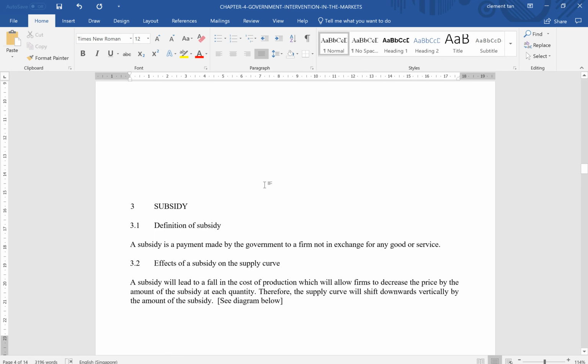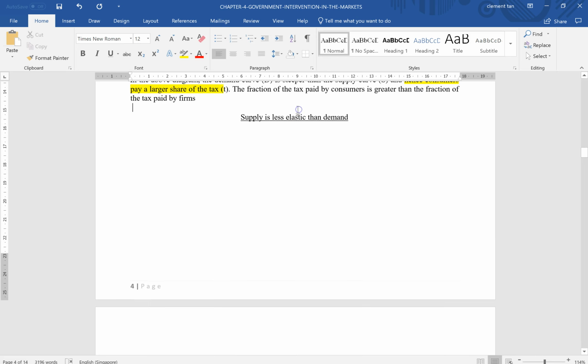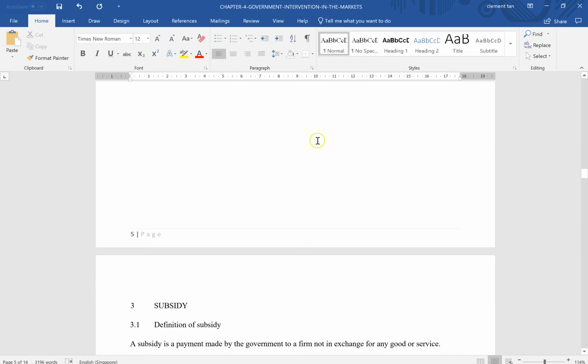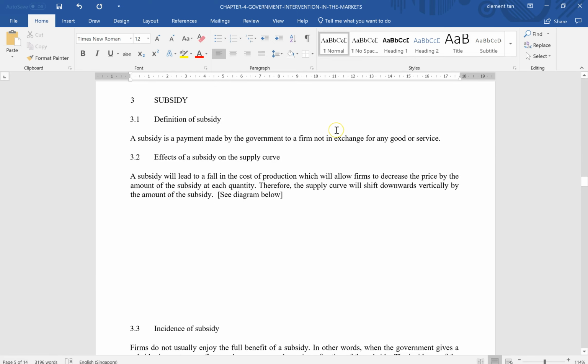Now I'm going to go to subsidy. Subsidy is the exact opposite. I'm talking about producer subsidy. There are two kinds, producer subsidy and consumer subsidy. Consumer subsidy is very rare; they give the money to the consumers, like GST vouchers and all this. So for the A-level course, we're looking at producer subsidy, which will affect the cost of production, leading to a fall.